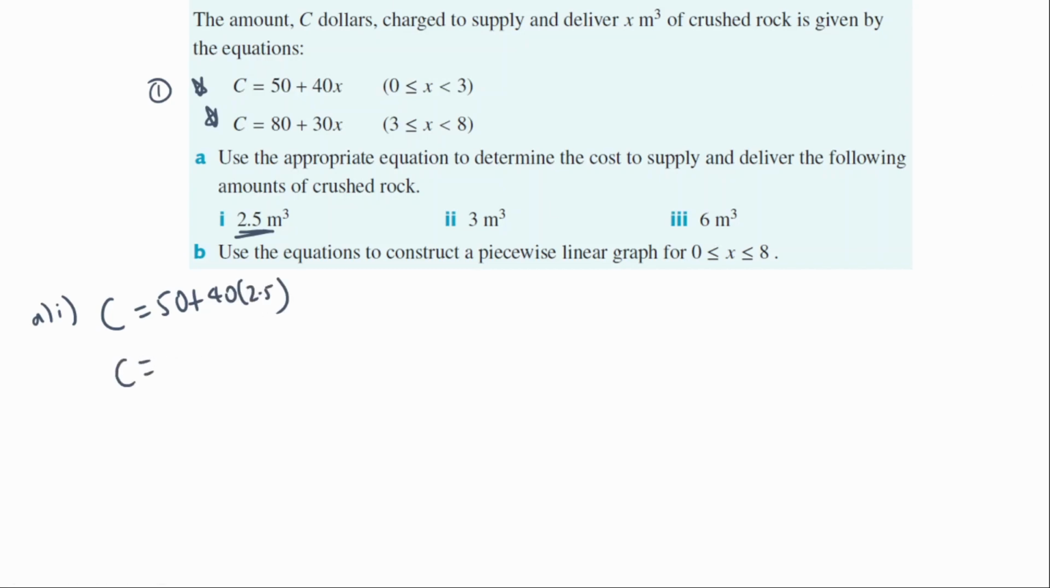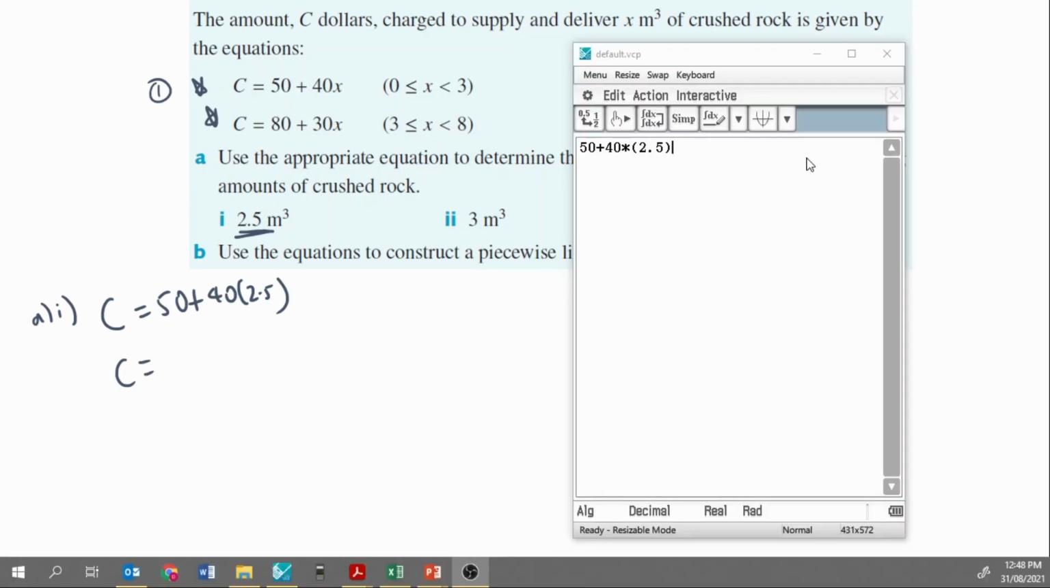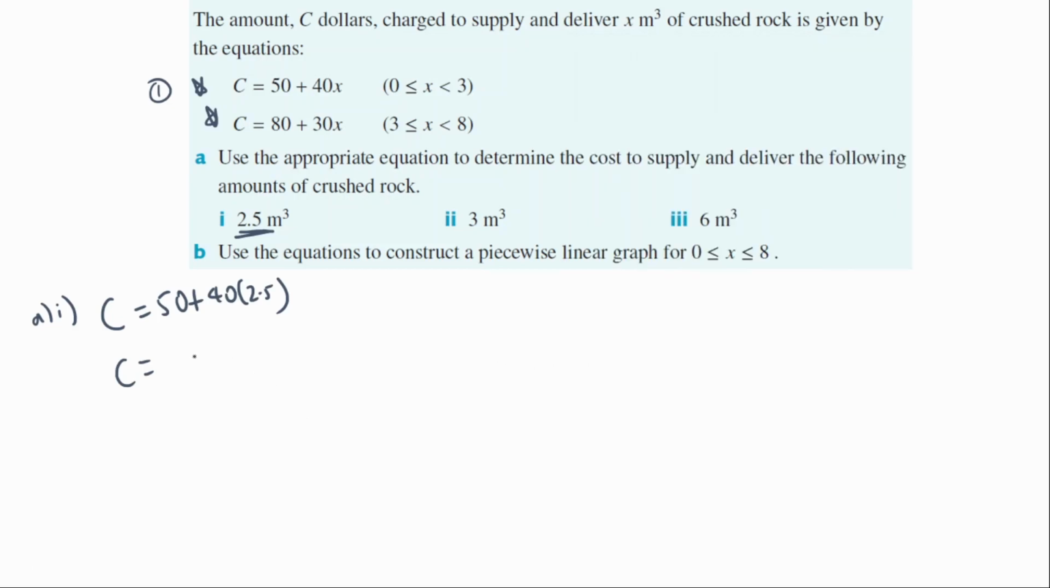Once you've got that, just put those values into your calculator. So that is what your count should look like at this point. Just press enter and you get 150. So your answer for the first one will be $150.